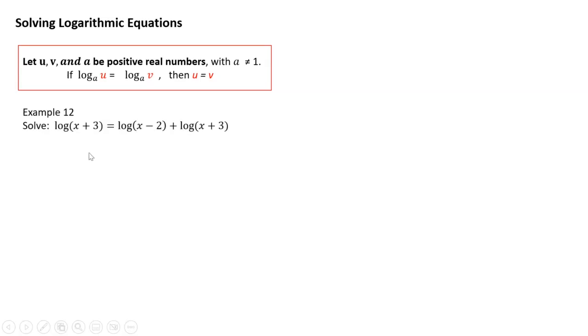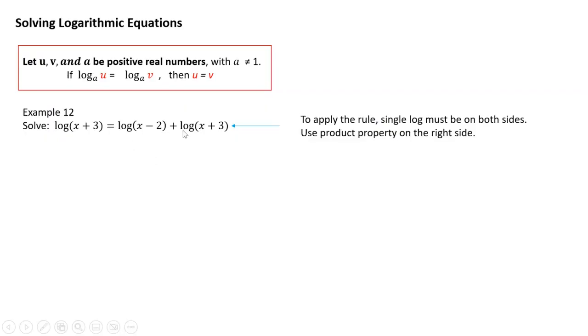Again, same rule. Okay, now look at this one here. You notice number 12 is a little bit different than the previous example. Here in this case, I cannot use this rule because the right side has to be a single log. So first, on the right side, I have to simplify it. I have to apply the product rule. So I have to condense this. It has to be only a single log.